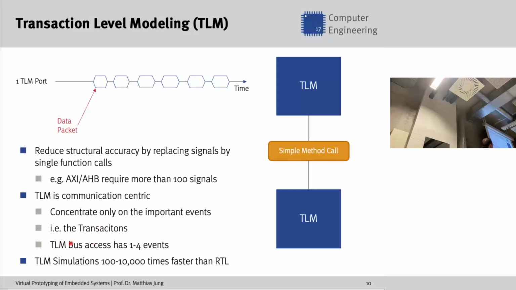And in TLM, a bus access has between 1 and 4 events, depending on how accurate you're simulating it. There is not only one TLM, there are several levels of TLM that you can do, so loosely timed, approximately timed. And this makes simulation fast. So in TLM, you can be 100 to 10,000 times faster compared to RTL. So it's really giving you a speed up of several orders of magnitude.